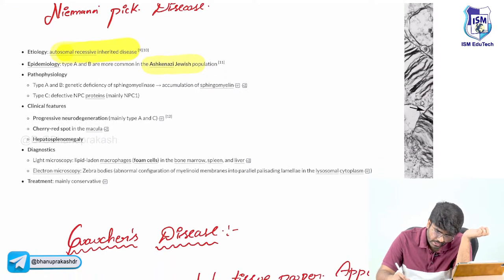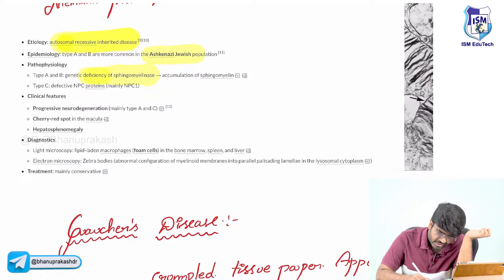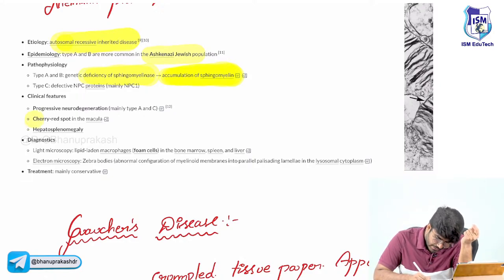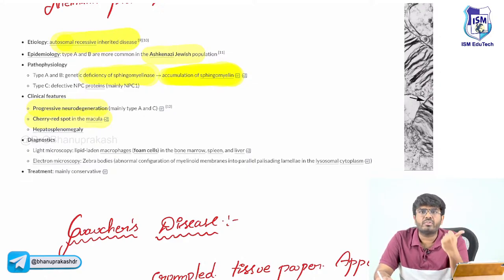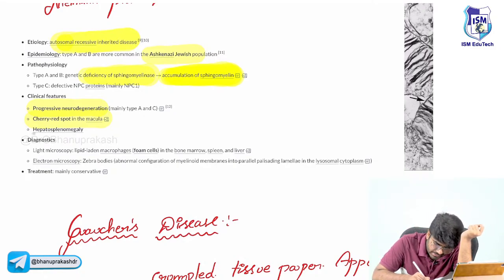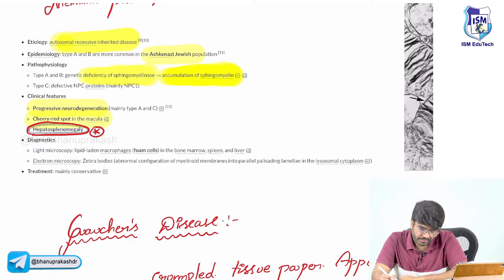What is the deficiency? Deficiency of an enzyme called sphingomyelinase, with accumulation of sphingomyelin. Even in Niemann-Pick's, the patient has neurodegeneration and cherry red spots. But hepatosplenomegaly is seen in this condition. So in this, the patient is going to have hepatosplenomegaly.